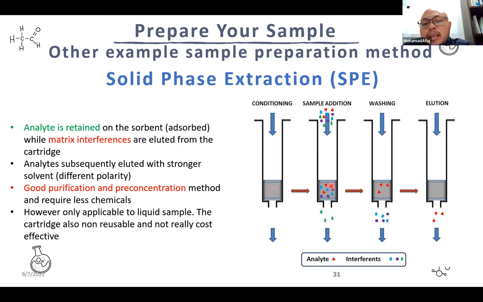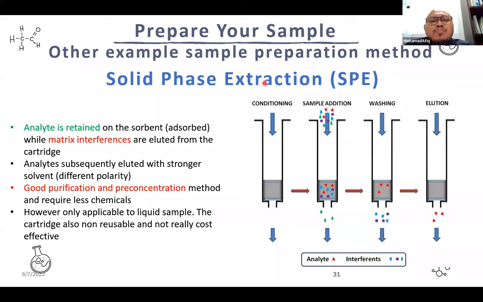Then you add your sample. So why do you add your sample? For example, your sample is the red one. Your sample will be retained. Of course, some of the interference will also be retained. And then you can proceed with the washing process to remove the interference. And only then can you pre-concentrate.